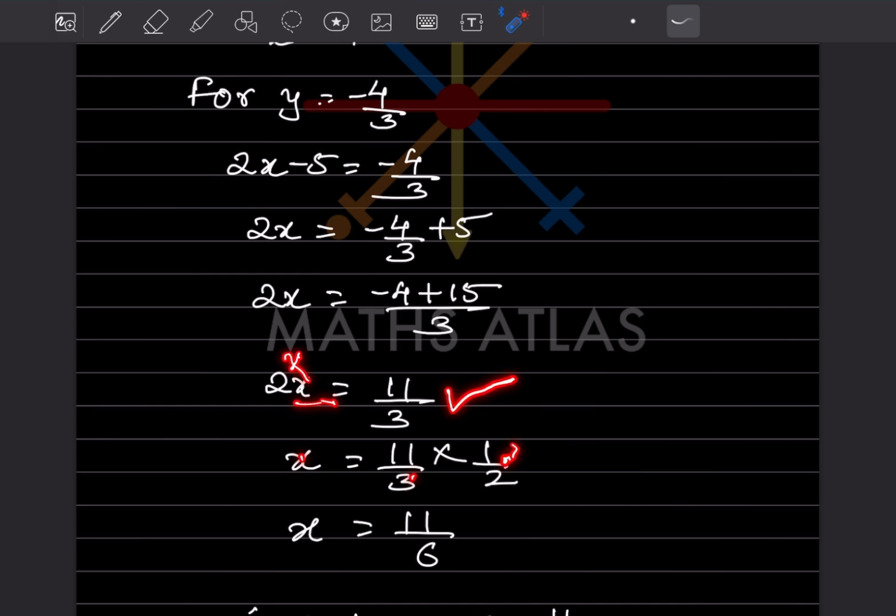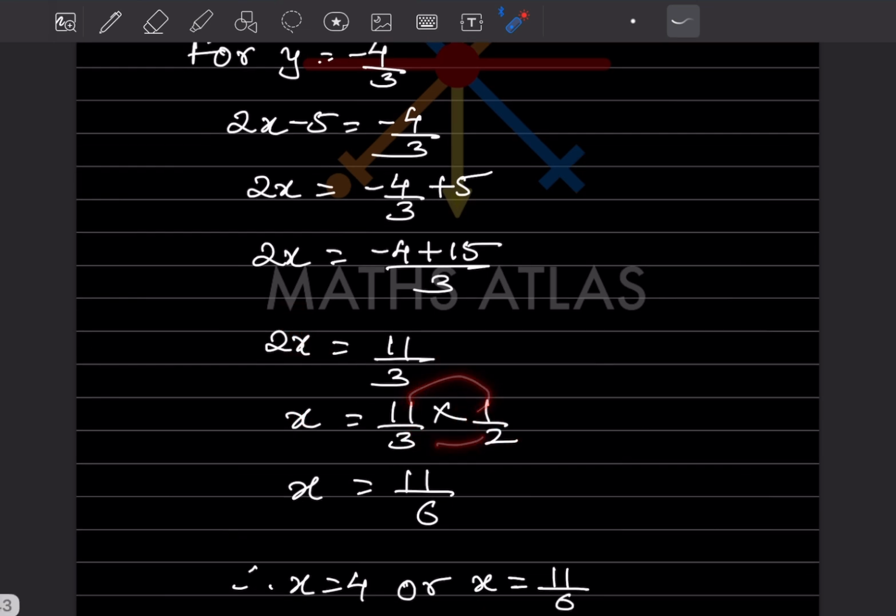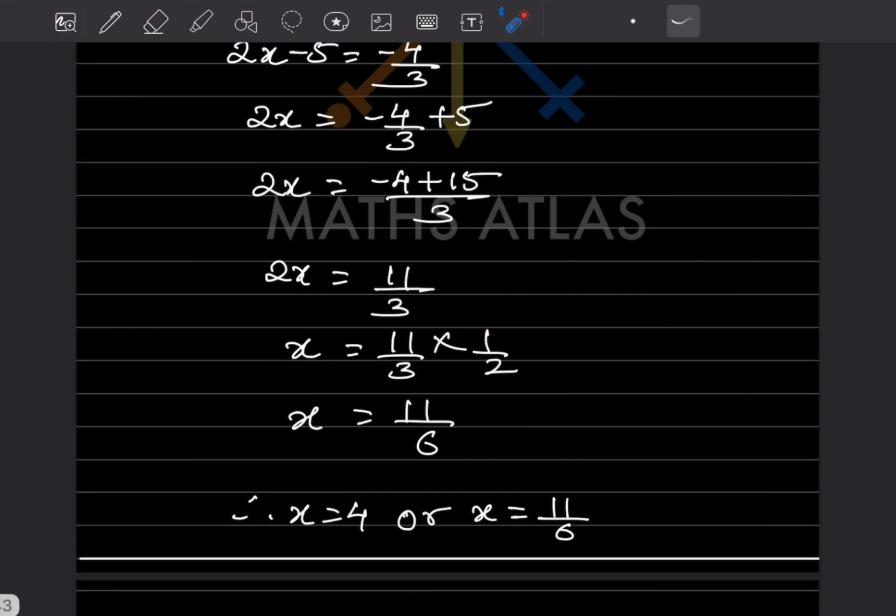So x will be 11 by 3, and this goes on the other side, so that is going to get divided. That will be 1 by 2. When you change the side, that is going to be 1 by 2. So that will be 11 by 6. So we can write here x is 4 or x is 11 by 6.